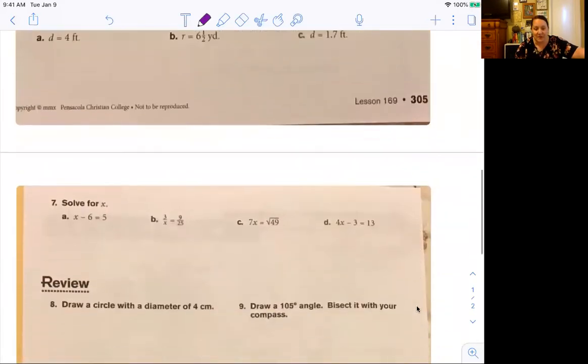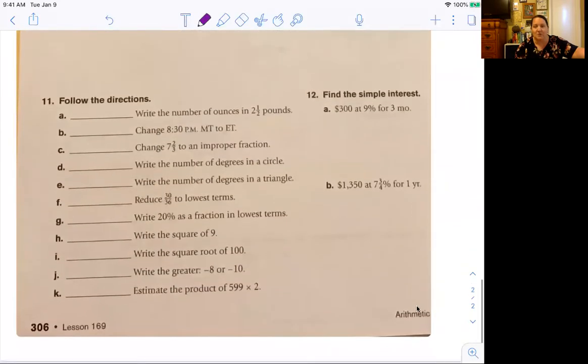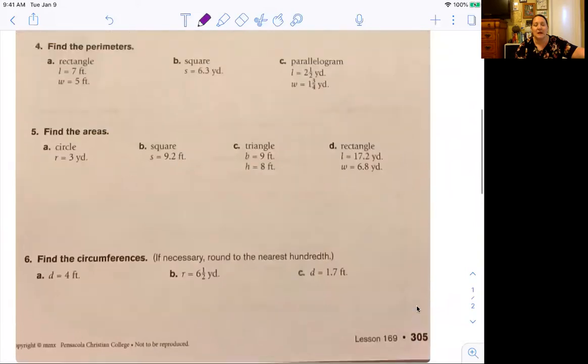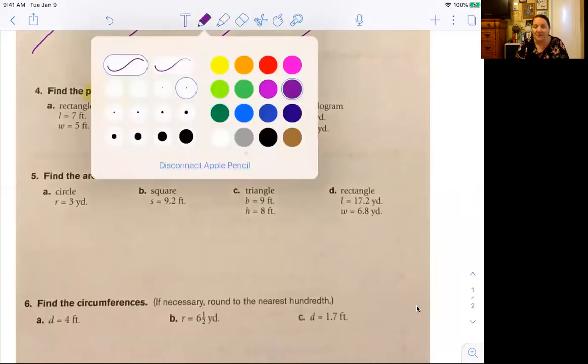Let me see if we have some negative numbers in here. No, we don't. So that's okay. Let's go ahead and we'll just do these together. We're going to be on number 4. So number 4A, it says find the perimeters. We're looking for perimeter, which means the distance around.